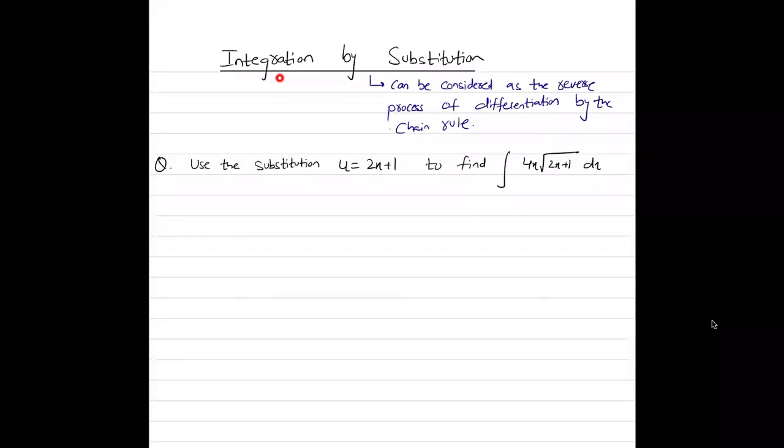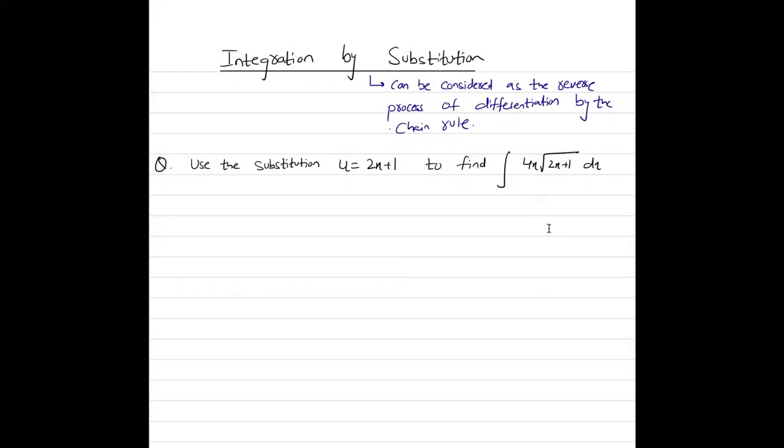Okay, now we are going to study integration by substitution. This can be considered as the reverse process of differentiation by the chain rule. I'm going to show you how this works. Usually, this method is used when a simple substitution can be applied that will transform a difficult integral into an easier integral. Right now this is a difficult integral for me, and if I apply the given substitution, it can be converted into an easier integral and I can easily integrate that.